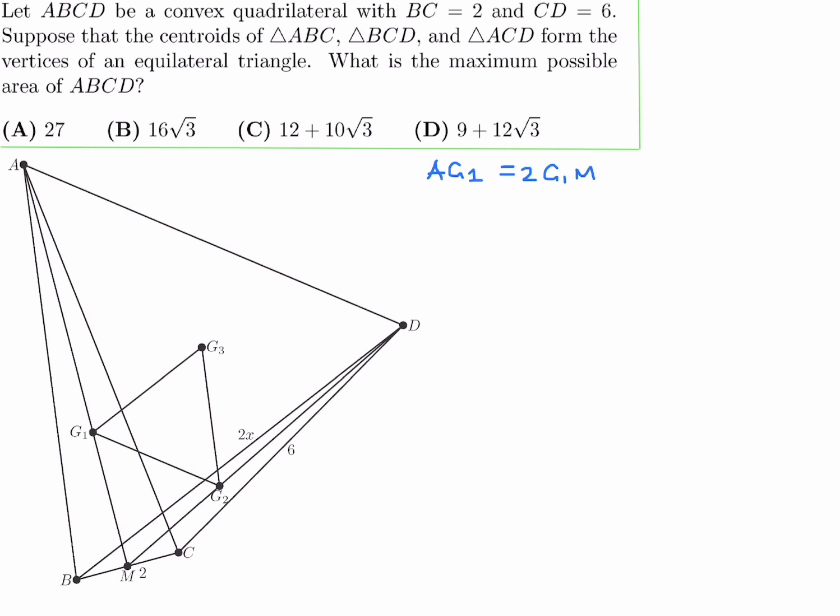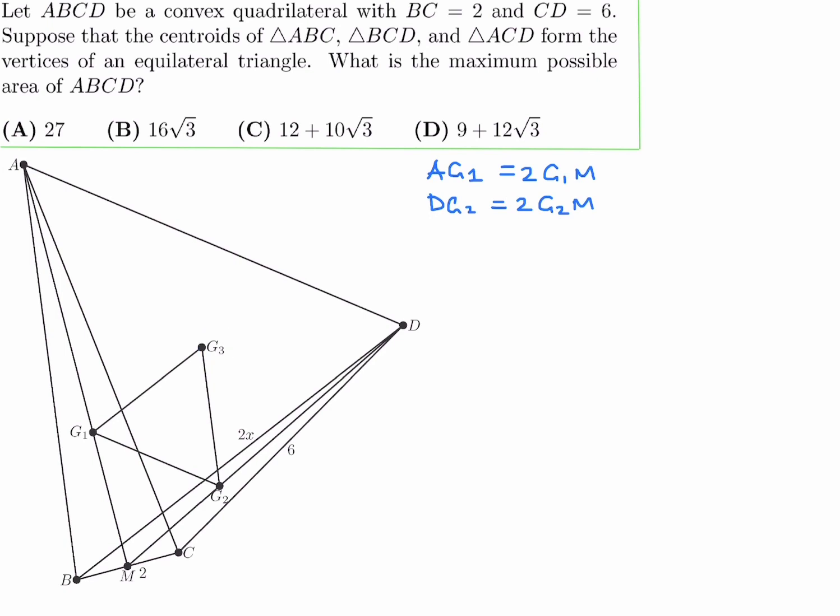And very similarly, DG2 is going to be 2G2M. And of course, very similarly, the other one, which would not be represented here just to avoid making the diagram more messy, it would be the same for the other centroid, which is G3. Same kind of story, that it's a 2-to-1 ratio.